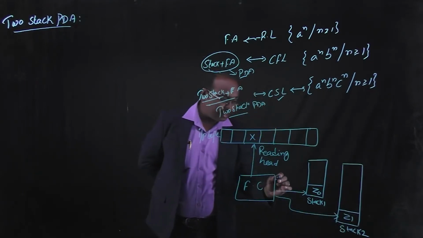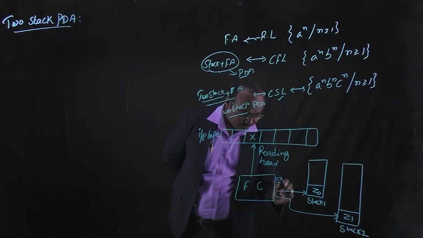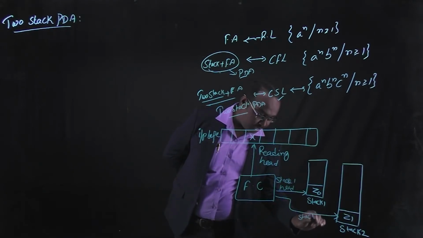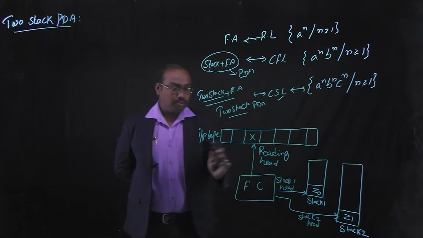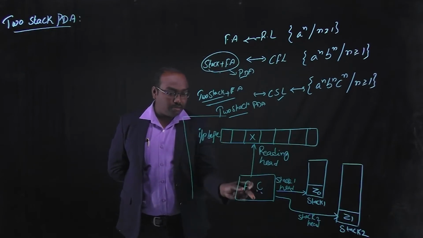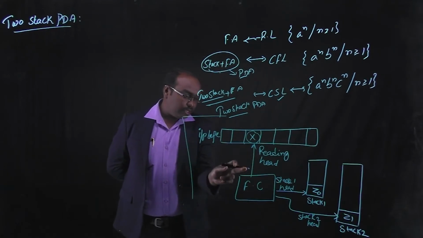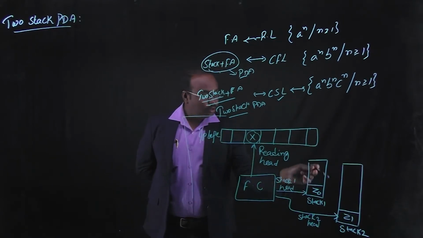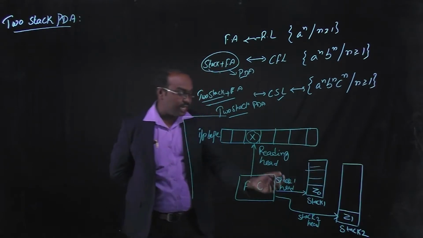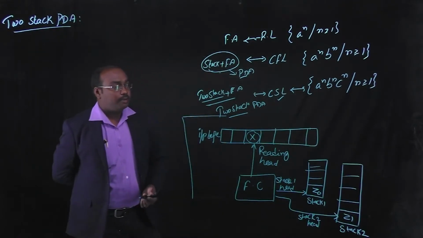This is the stack one head, and this is the stack two head. This is the diagrammatic representation of the input tape, the finite control machine, and the reading head. If the input is X, we can read it in the finite control with the help of the different stacks. We are adding two stacks, so this is the double stack PDA.